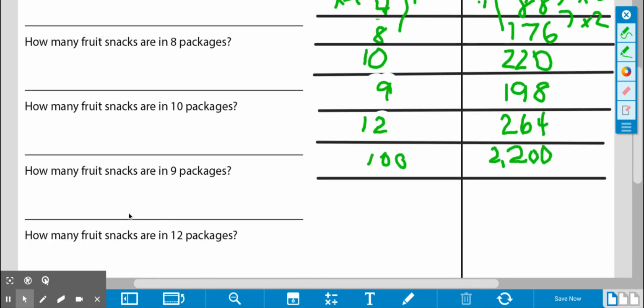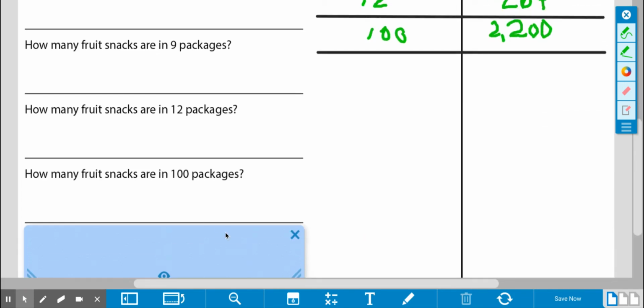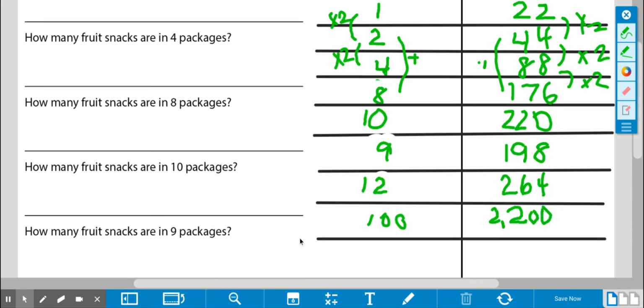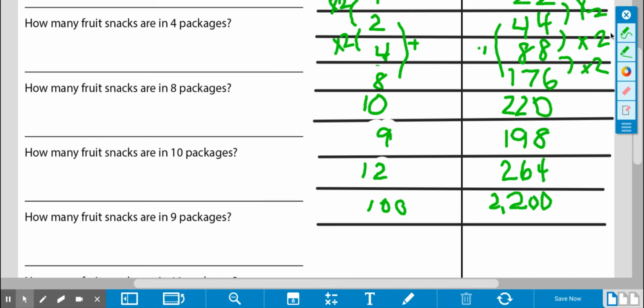All right, so looking at our last 2 problems. Next one, 99 packages. All right, I know how much is in 100. How many are in 99? Go ahead and solve for 99.